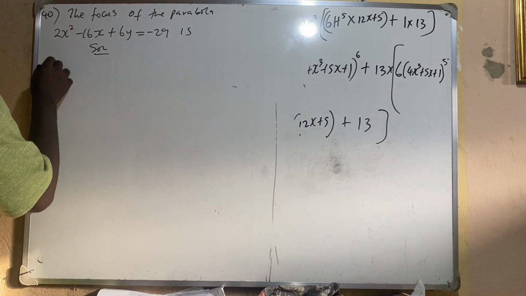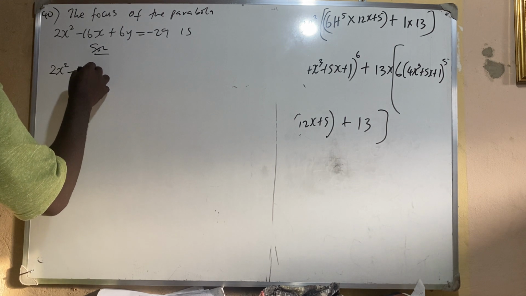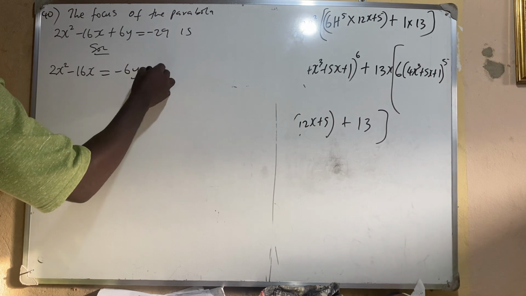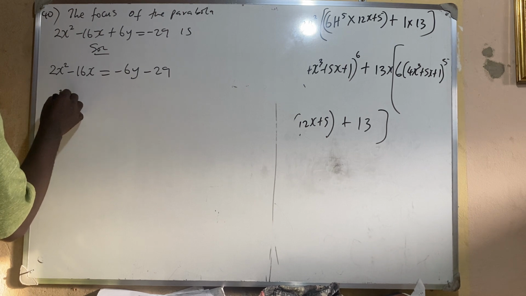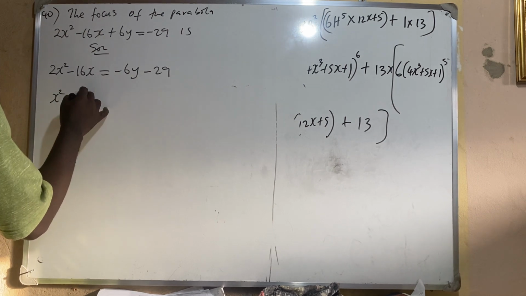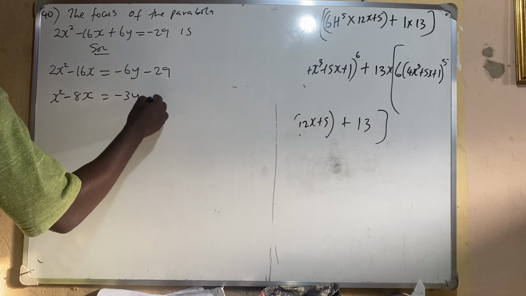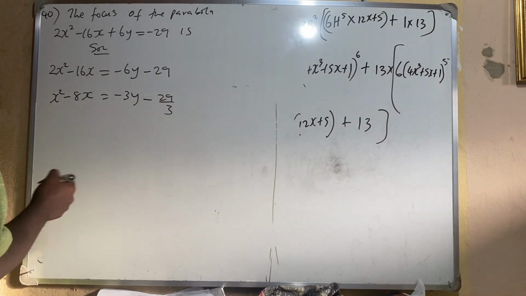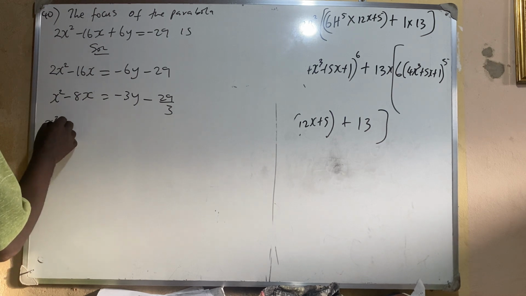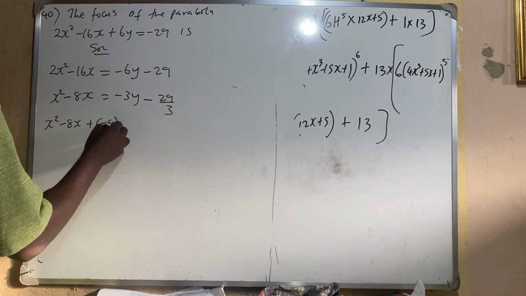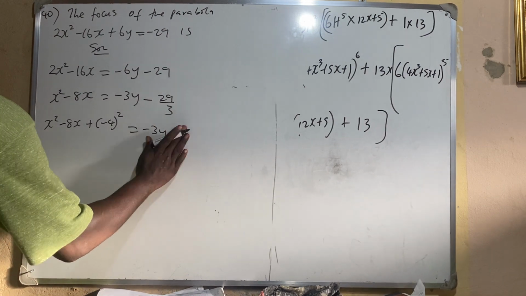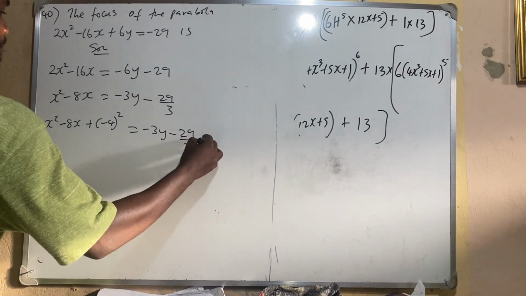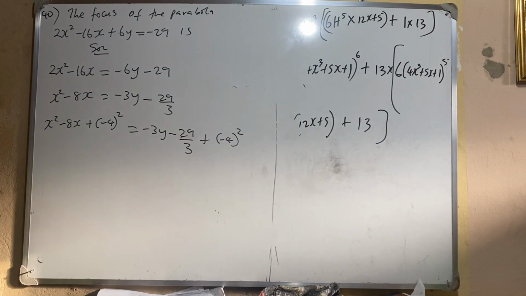Okay, so I have 2x squared minus 16x is equal to minus 6y minus 29. Let me divide everybody by 2 so that the coefficient of x squared will be 1. So I have x squared minus 8x is equal to minus 3y minus 29 over 3. Okay, so complete the square. I have x squared minus 8x plus (minus 4) all squared is equal to minus 3y minus 29 over 3 plus (minus 4) all squared, adding to both sides. You can watch my video on parabola to understand better.